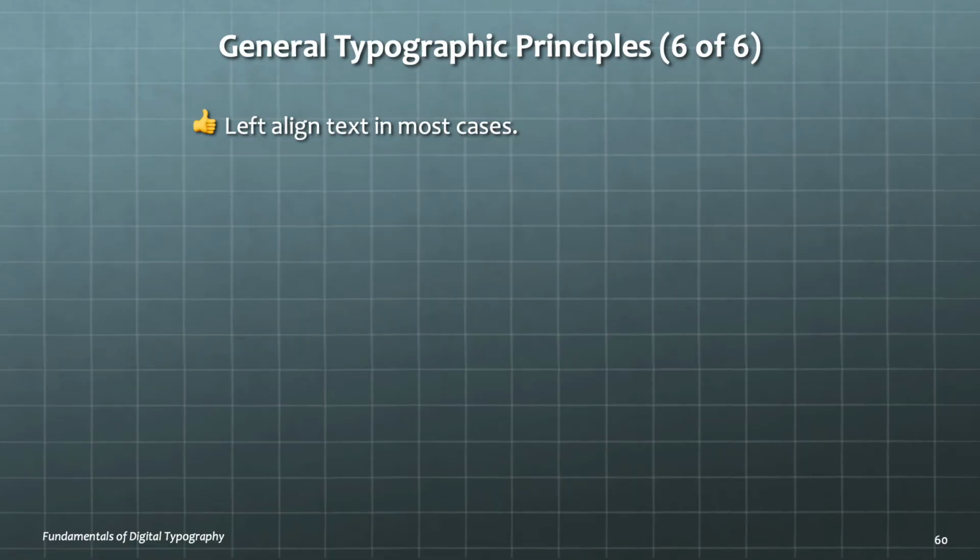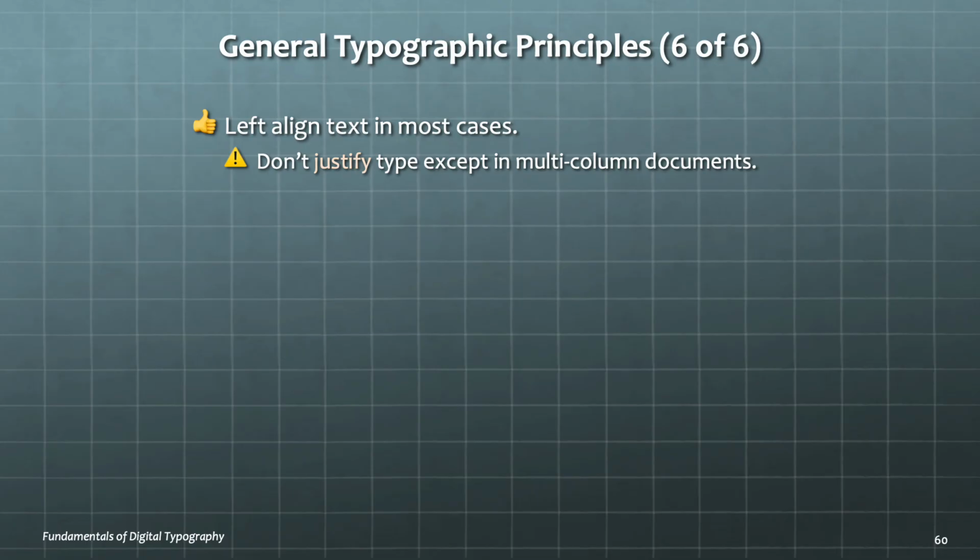Left align text in most cases. That's also called ragged right, meaning that each line of type is a different length in order to keep the characters and words together, making the right side look ragged. Do not justify type except for multi-column documents.